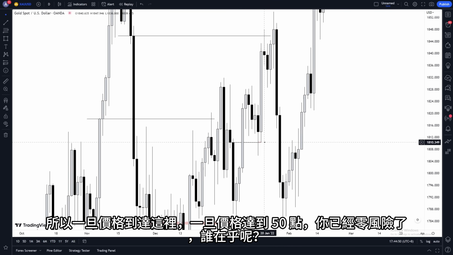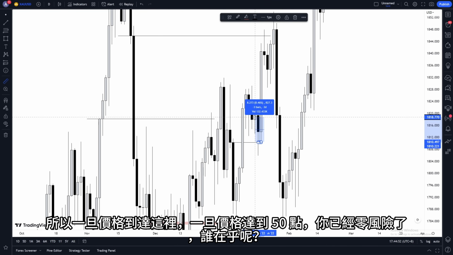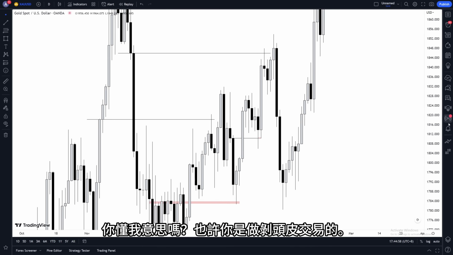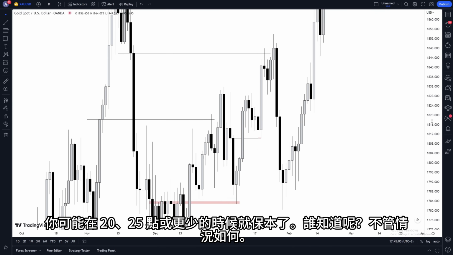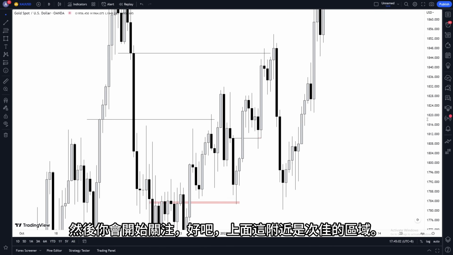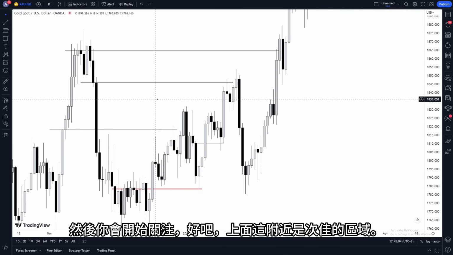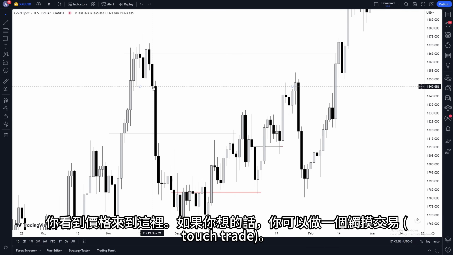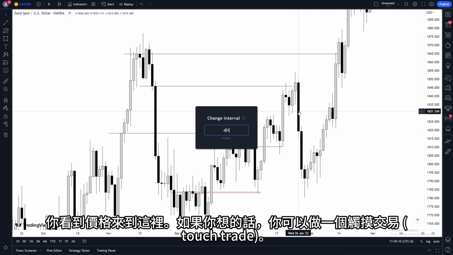So once price has reached this area right here, once price has already reached 50 pips, you're already risk-free, so who cares? You know what I mean? Maybe you're a scalper, you're risk-free at 20, 25 pips or less than that. Who knows? Whatever the case may be. Then you're going to be worried about, okay, what's the next best thing up in here. You see, and price comes in here. You can take a touch trade if you wish to.